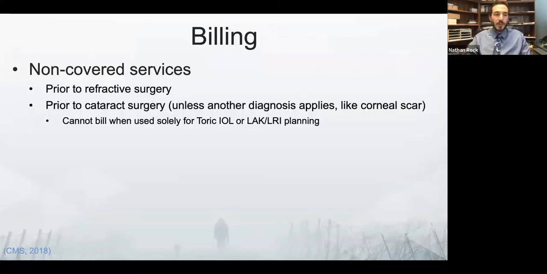So non-covered services are very important. It's not covered prior to refractive surgery, so it's never submitted. And then it's not covered for routine use prior to cataract surgery unless there's another diagnosis like corneal scar. So it cannot be billed when used solely for toric IOL or astigmatism correction planning.